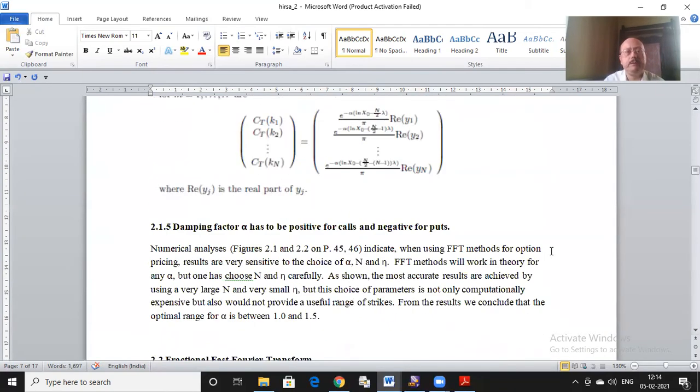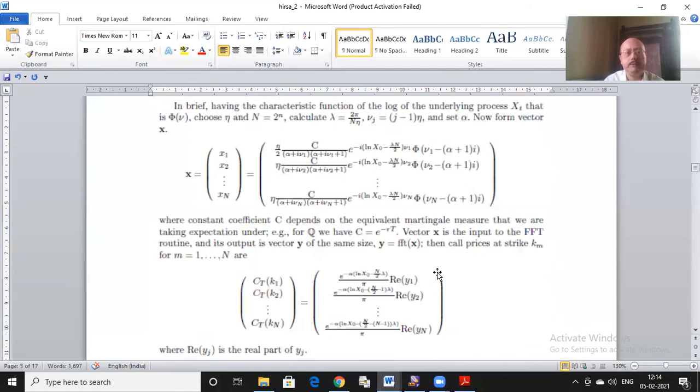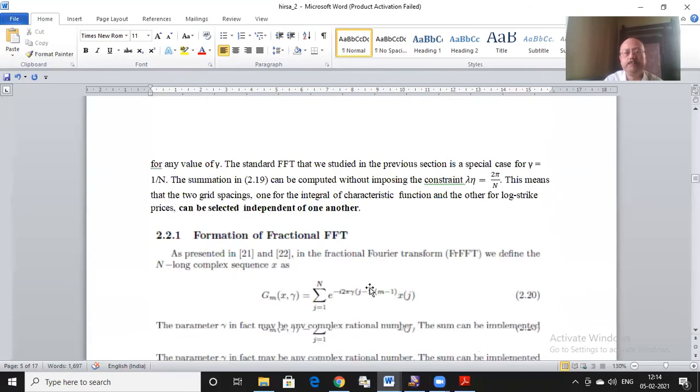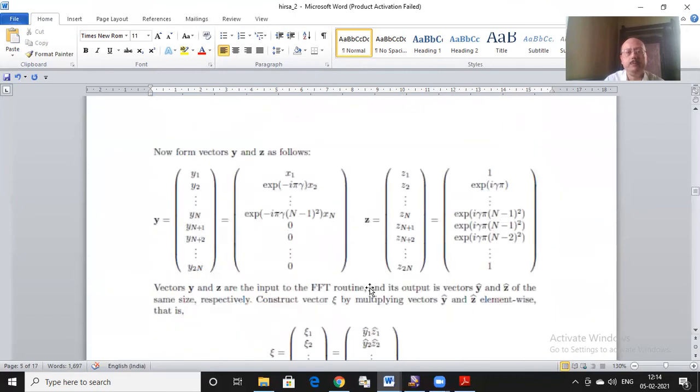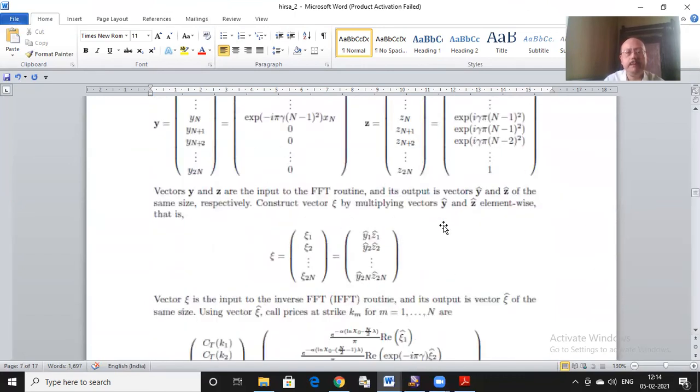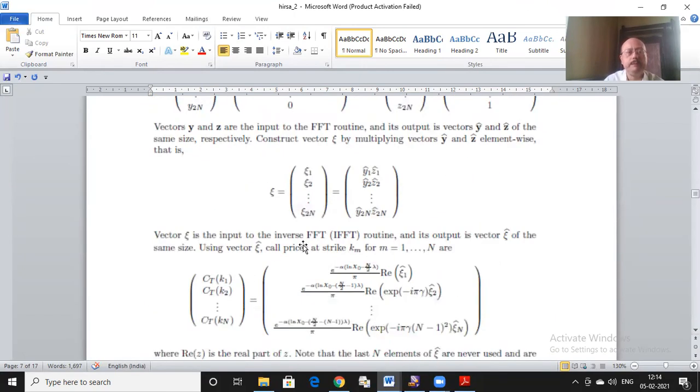The FFT routine was here. This is my FFT routine. I take the output, I multiply them element-wise and compute this vector xi. Again, 2n length, because there are 2n elements in each of them.